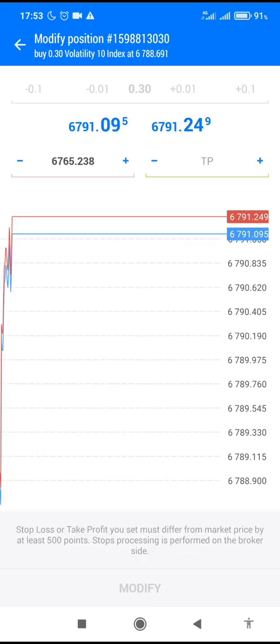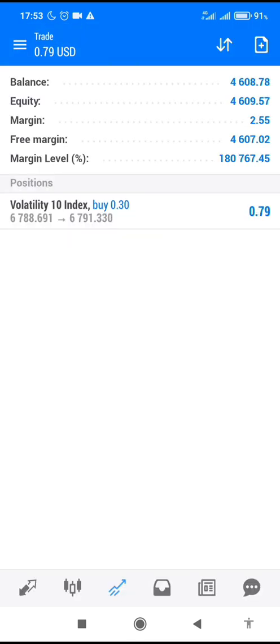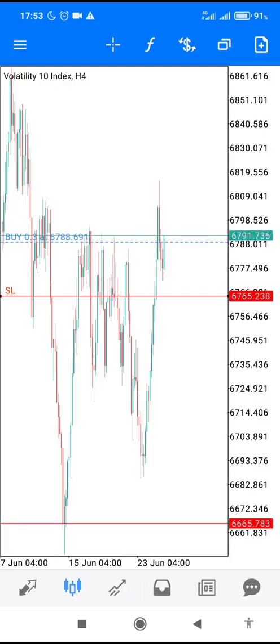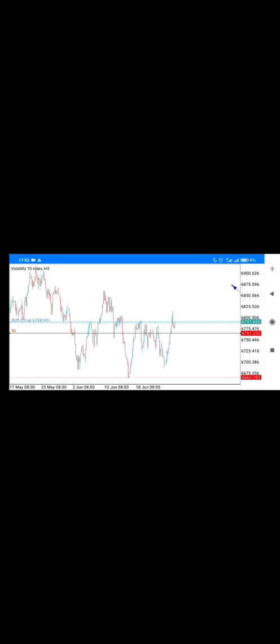You can see on my SL, I have the number there. Now how do I place my TP? This is how my TP is going to be. My TP now is going to be in front of where I want the market to go. So for a buy, I want the market to go up, so the TP will be at the front.